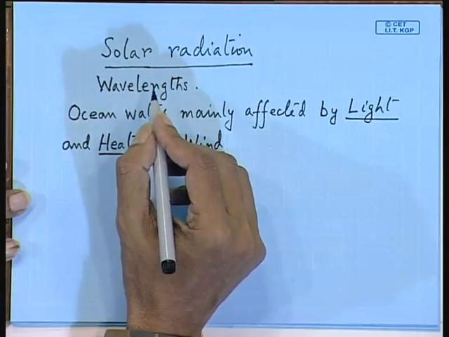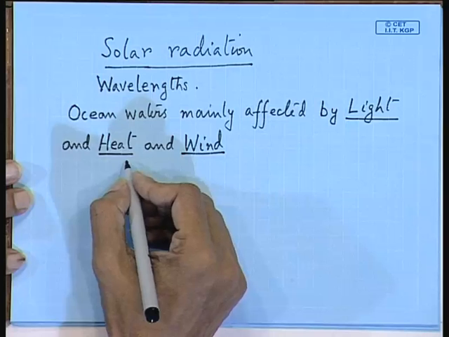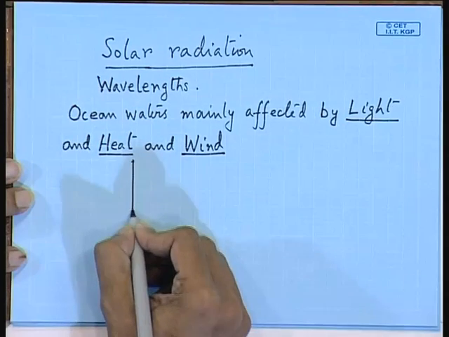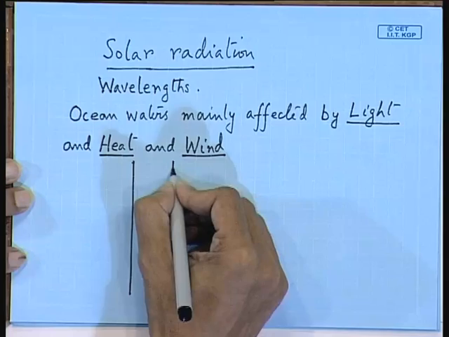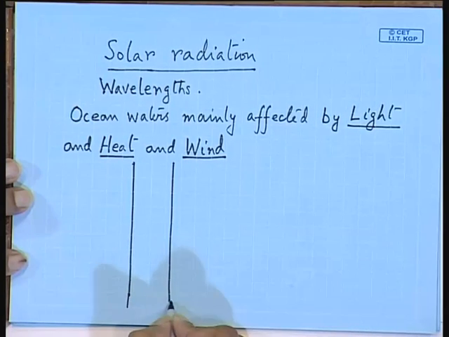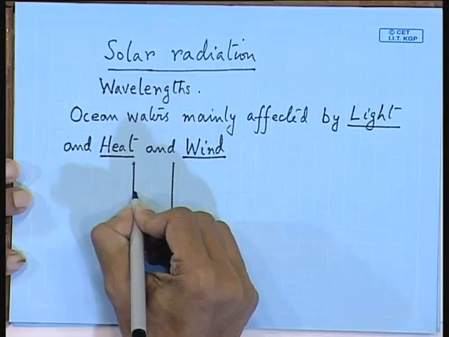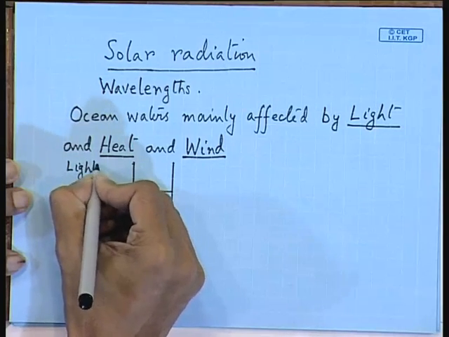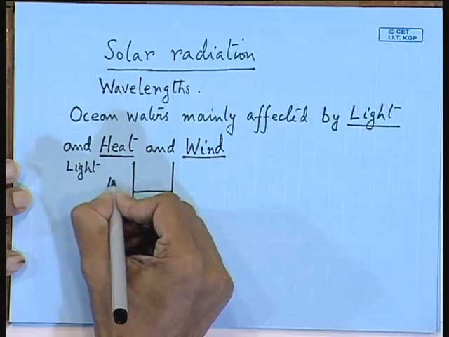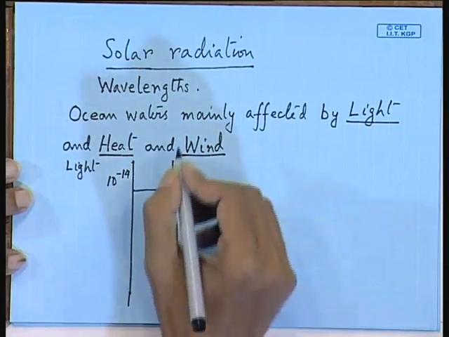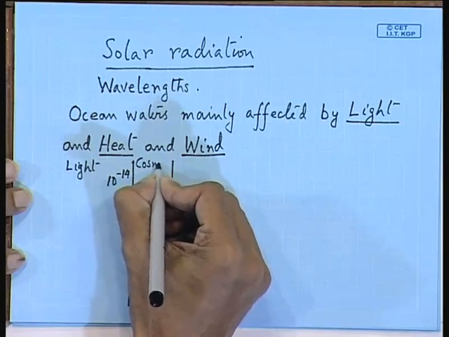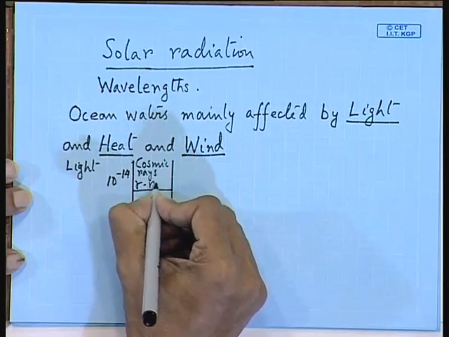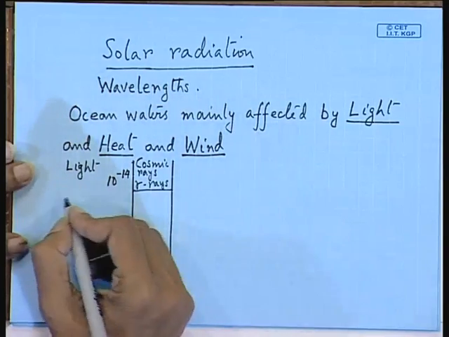Now, before we go into this, let us have a look at the wavelengths. This I cannot finish out here. So, this is your scale, and light wavelength is coming somewhere here. This is 10 to the power minus 14. Cosmic rays. Gamma rays. In short, I am writing like this. Wavelengths are in centimeters.